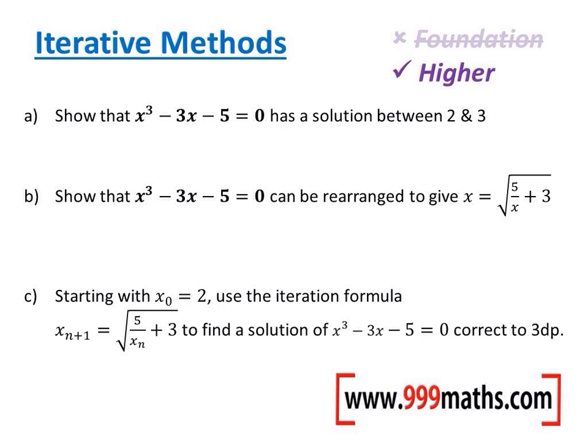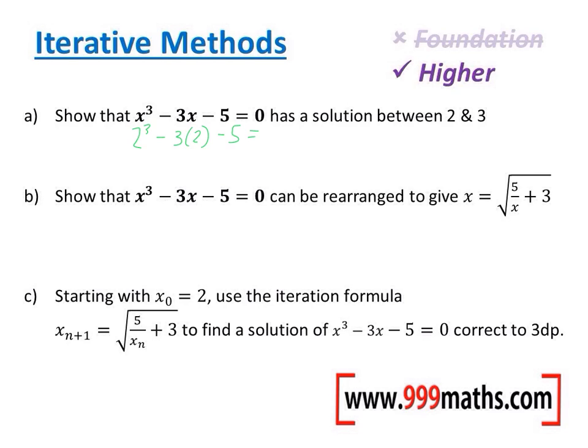Part A requires us to show that the equation has a solution between 2 and 3. So the way we'll do this is we'll substitute 2 into the equation, and then we'll substitute 3 into the equation, and hopefully those two answers will be either side of 0. Okay, so substituting 2 in first of all, that'll give me 2 cubed minus 3 lots of 2 minus 5.